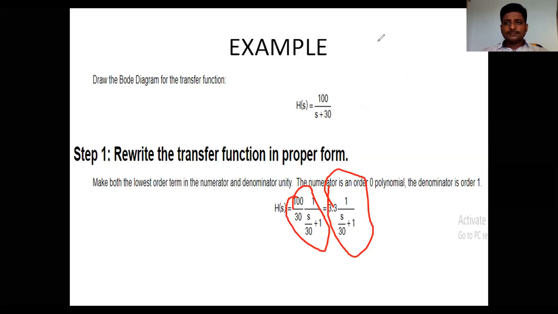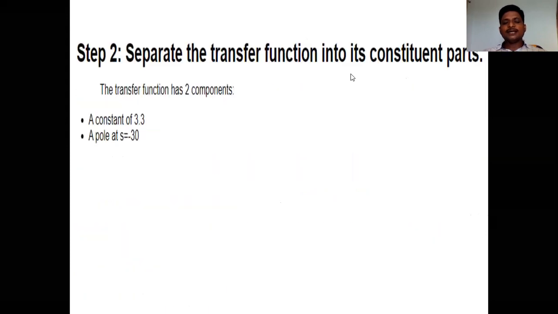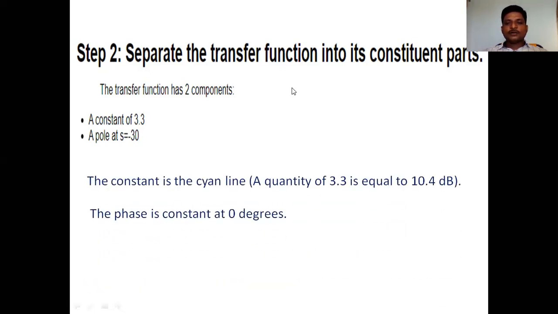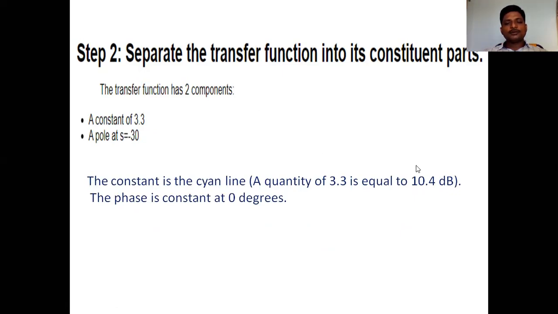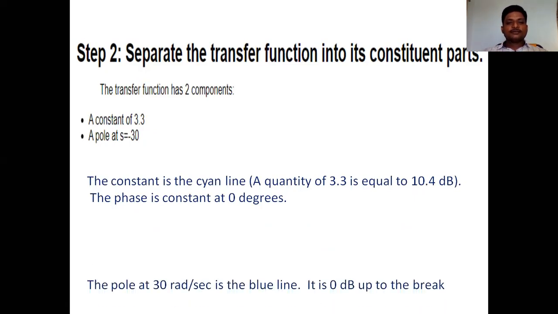After writing this, step 2 is you will have to separate the transfer function into constituent parts, which means you have to separate the constant part and the 1 by st plus 1 part, that is first order. So the constant is 3.3 and there is a pole at s equal to minus 30. For a constant there is no slope, which means you can take it at 0 dB, and the phase is 0.